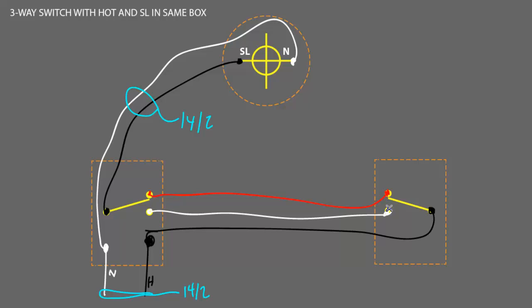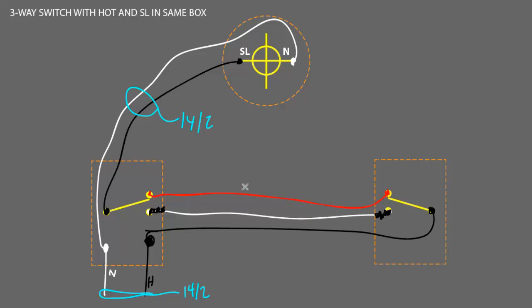Now when I do that, I have to do something to those wires, and probably I'm going to have black tape or a black marker. So I'm going to take that white and I'm going to tape it black inside of the box. I can't tape it black outside the box because it's in Romex.